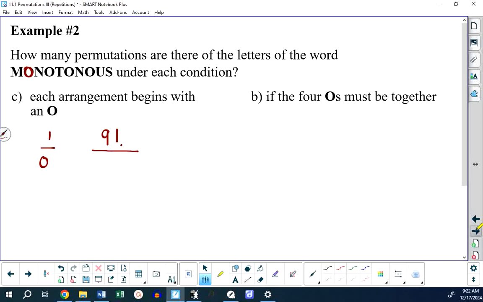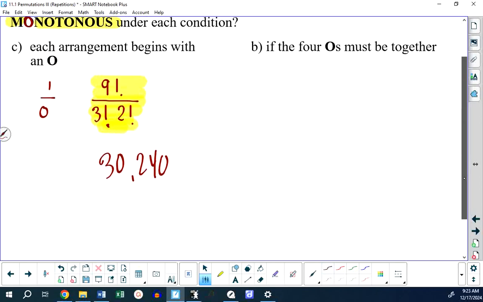But I'm only looking at those 9 items. And now there are only 3 O's instead of 4 left. So what I'm working on here doesn't include that O that I've already put in the first blank. And that means I still have 2 N's. So can you work that out for me?